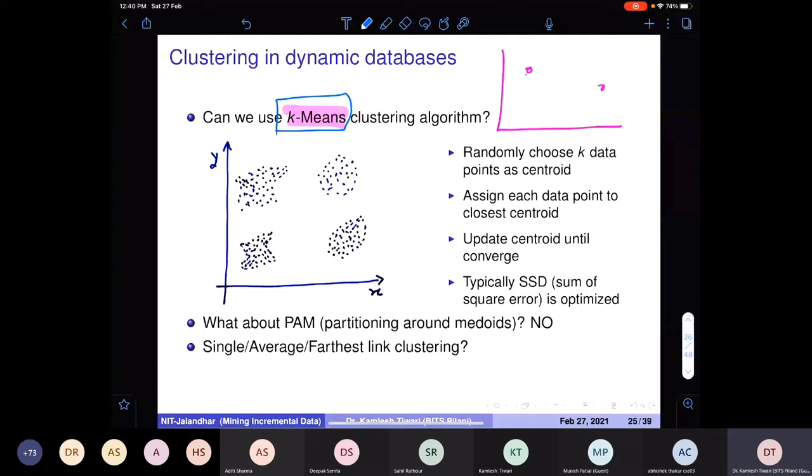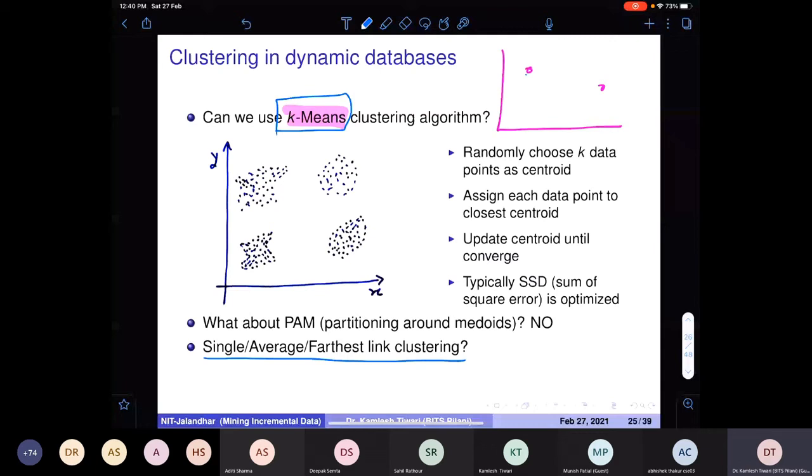There are a few variations of this particular method also, but we cannot utilize those either. For example, single link and average link are also there, but we cannot utilize these for doing incremental clustering. So what I wanted to tell you at this particular moment is that the most common general methods cannot be applied to find incremental clustering.